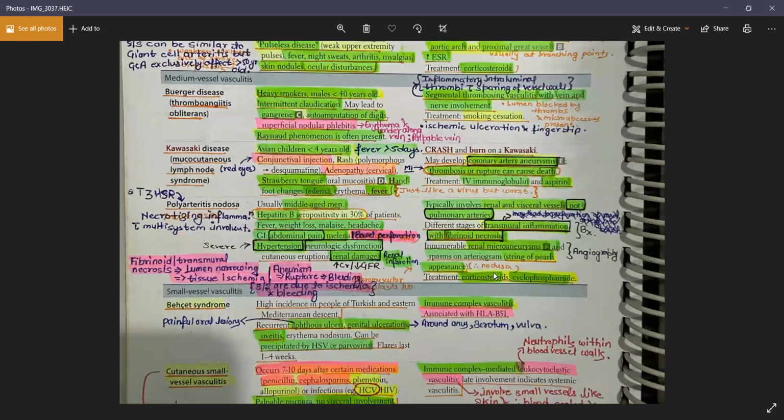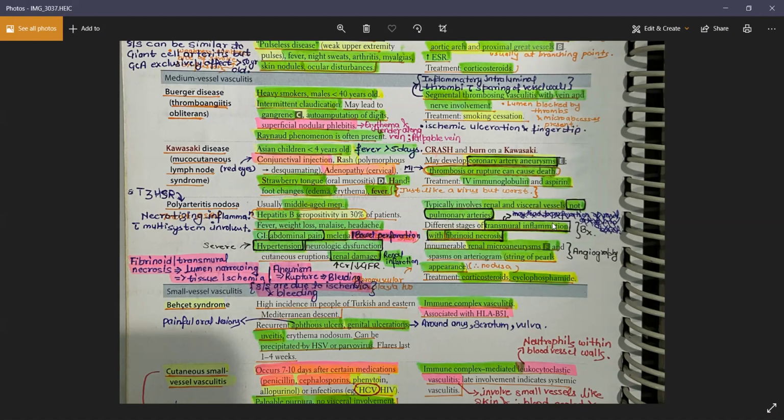polyarteritis nodosa. Very important. Okay, and sorry, it is a string of pearls, not beads on a string. It doesn't matter, by the way. They won't give you this string of pearls anywhere, right? So at some places you're having the constriction, at some places you're having the aneurysm or the dilation. Okay, you could easily see that on the angiography of the patient.